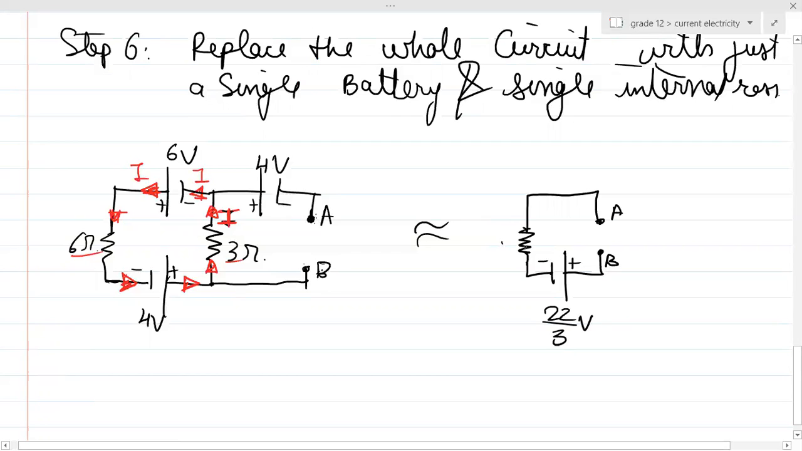And what was the internal resistance of this thing? E equivalent is 22 by 3 volt. And what was the internal resistance across AB? 2 ohm, right? So basically this circuit becomes like this. Can you see? It's just one battery and one resistance. It's an optional method if you want. If you don't want that, then no need, it is not necessary.